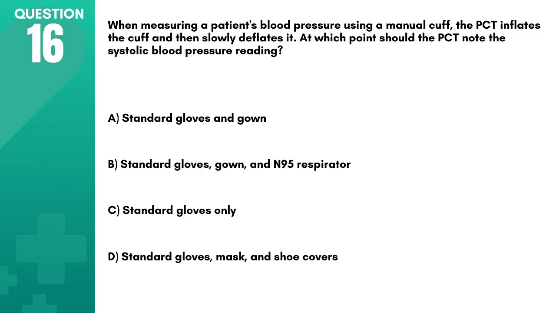Question 16. When measuring a patient's blood pressure using a manual cuff, the PCT inflates the cuff and then slowly deflates it. At which point should the PCT note the systolic blood pressure reading? A. When the cuff pressure reaches 180 millimeters of mercury. B. When they hear the first clear tapping sound, Korotkoff sound I. C. When the last distinct tapping sound disappears. D. When the needle on the gauge returns to 0.